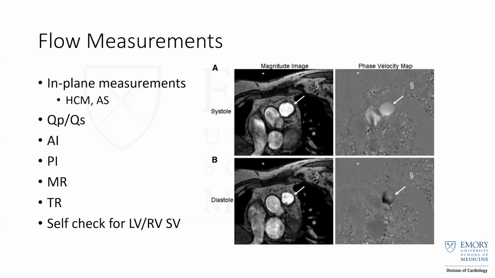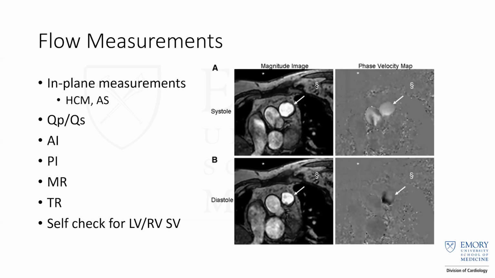You can also calculate a QP to QS ratio with this, so you'll get an exact PA flow and an exact LV flow, aortic flow, and those should be very similar if you don't have any shunt or any significant valvular regurgitant lesions. So it's helpful in those cases, if you're looking for shunt, to be able to calculate a QP to QS off of this. AI, PI, MR, and TR we'll talk about a little bit later.